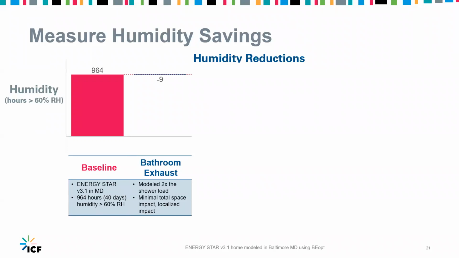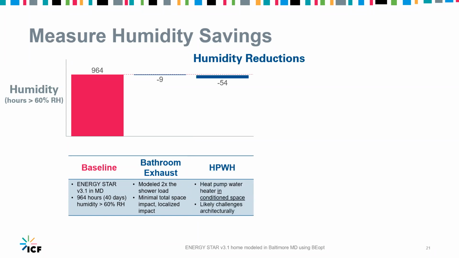I looked at bathroom exhaust. There wasn't a great way to model it, but I basically cut the number of showers in half and said, let's assume we're cutting the latent load in half. We're doing a really good job getting that moisture out. So that only cut 9 hours. Not a huge impact, but I think it's partially a result of a modeling quirk, and I think you'd probably see some localized humidity issues in the bathroom, more likely to get condensation on surfaces, things like that. So from a whole house perspective, not a huge impact, but I think you could run into some localized problems with that.